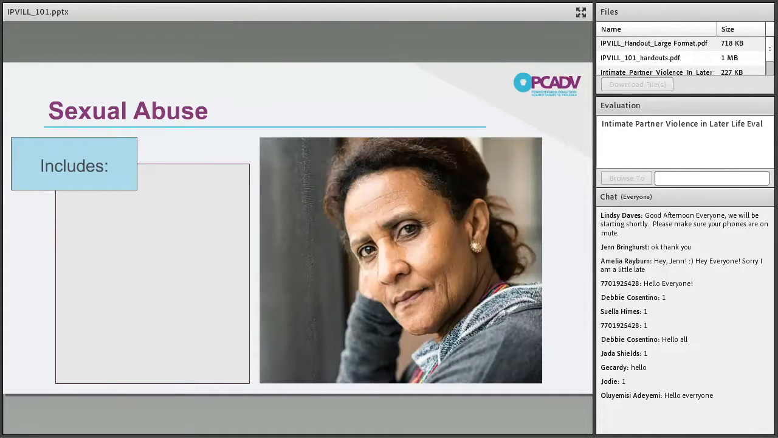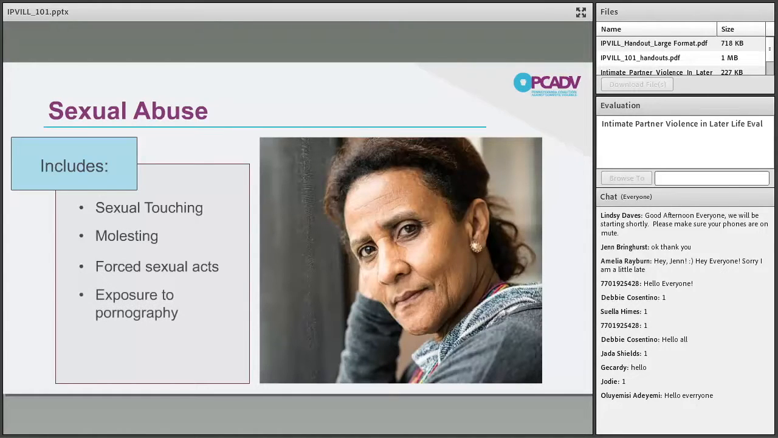So when talking about sexual abuse, this is the most underreported form of abuse by older adults for several reasons, things such as feelings of shame, guilt, and fear. So when we're talking about sexual abuse in the context of adults 60 and older, this includes sexual touching or molesting, caregiving, toileting, bathing, forced sexual acts, so forcing the older adult survivor to perform sexual acts or expose them to pornography without their consent. This also includes taking unsolicited nude, sexual videos, or sexual photos of the older adult survivor without their consent.